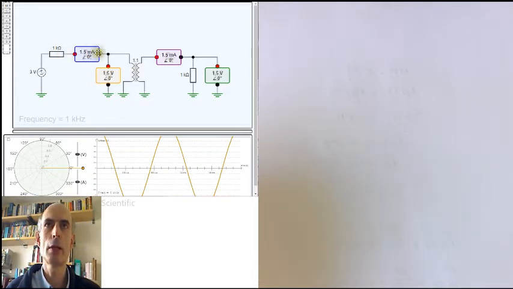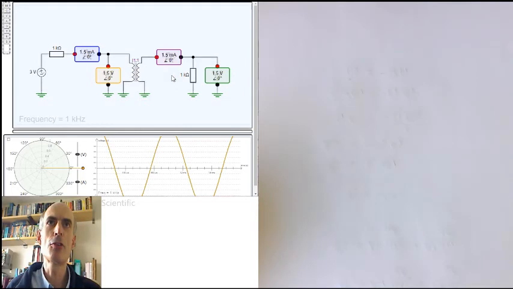The current flowing into the primary is the same as the current flowing out of the secondary. The voltage across the primary is the same as the voltage across the secondary. So the power being absorbed by the primary is equal to the power being released by the secondary. And that's because we have a 1-to-1 turns ratio transformer.